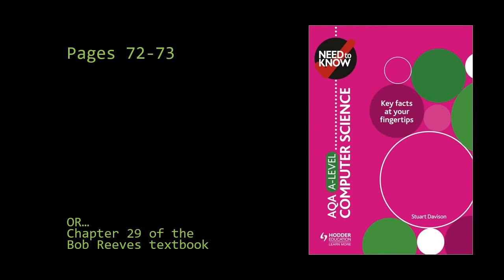If you have been into school this week, you hopefully have been given this book by Mr. Little. If you want to refer to notes in the book to help you with this lesson and future lessons, currently pages 72 and 73 will be quite helpful. If you've got the Bob Reeves textbook, we are looking at chapter 29.